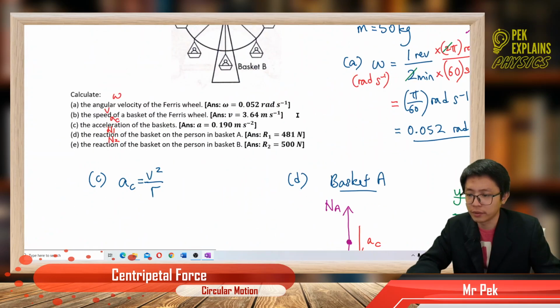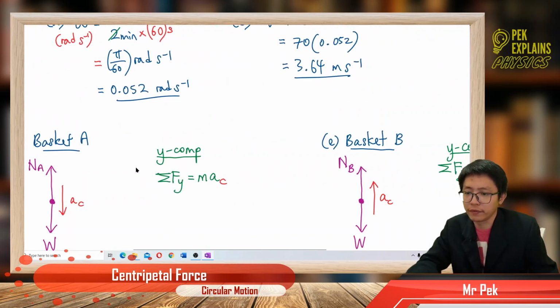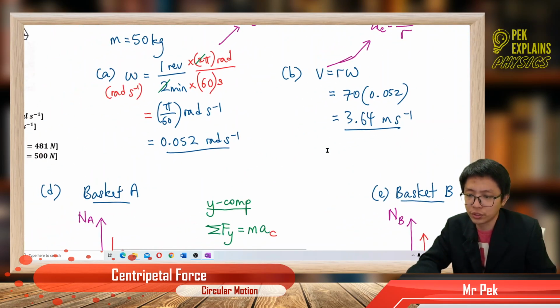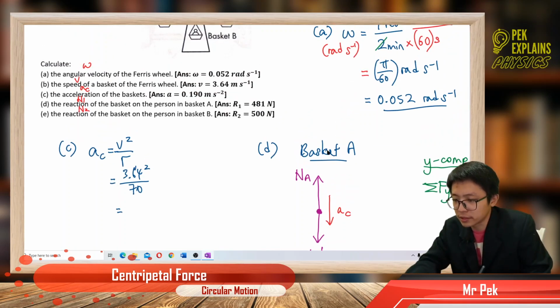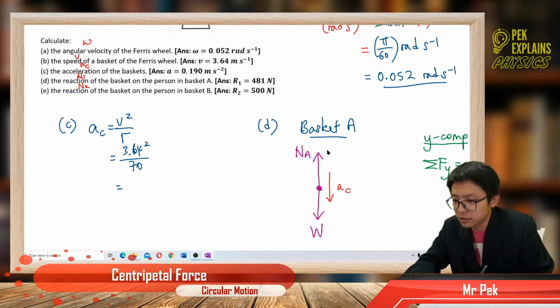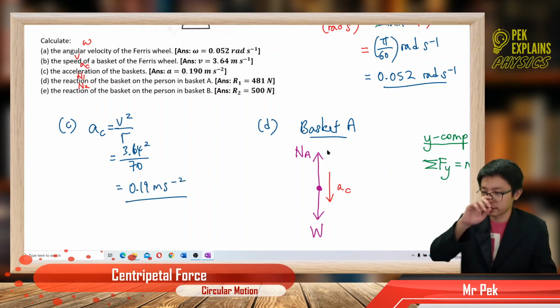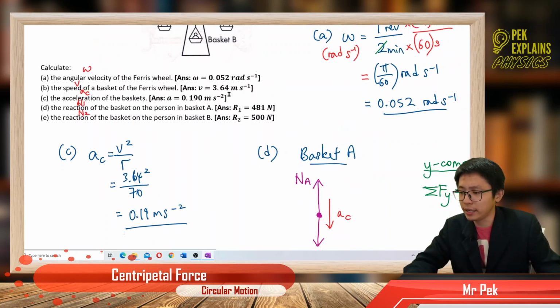V squared over R. So just substitute. V is 3.64, so 3.64 squared and divide by 70, the radius. The answer is 0.19 meter per second squared. Yes, that's our centripetal acceleration. Now we are done with the centripetal acceleration.